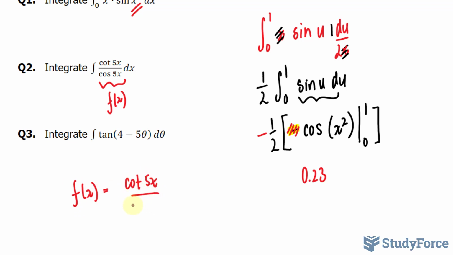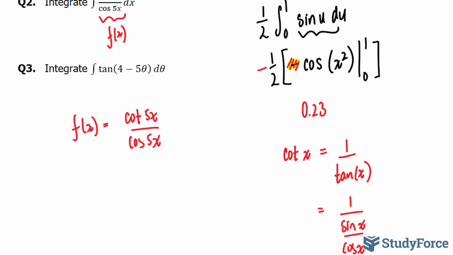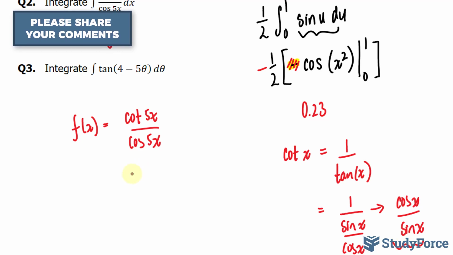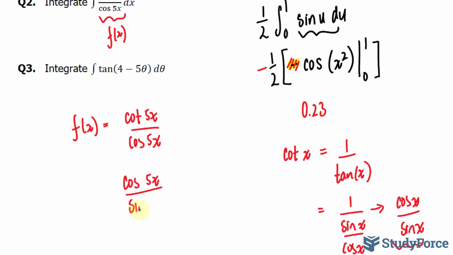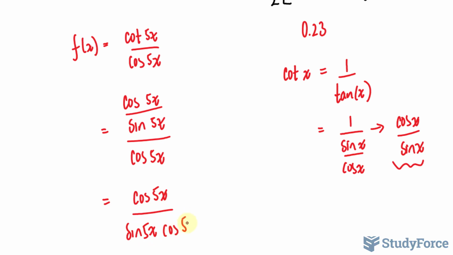Cotangent 5x over cosine 5x. What we can do is replace cotangent with its identity. Remember, cotangent x is equal to 1 over tangent x, and tangent x is equal to sine x over cosine x. And if I manipulate this quotient now, I should end up with cosine x over sine x. So let's go ahead and replace this with cotangent 5x, and of course instead of x we'll write down 5x for both of them. Cosine 5x over sine 5x over this cosine 5x. We have this quotient divided by cosine 5x. What that becomes is cosine 5x over sine 5x times cosine 5x.